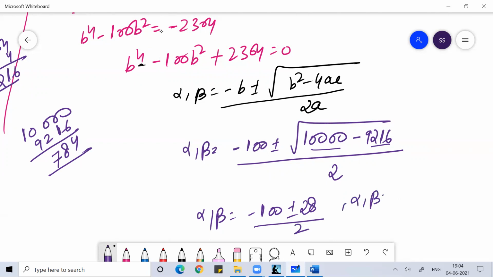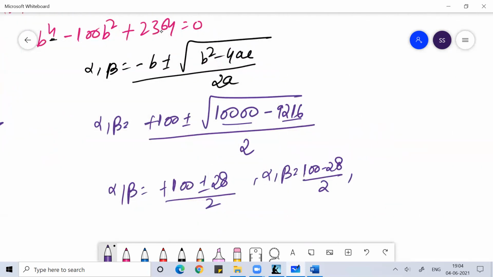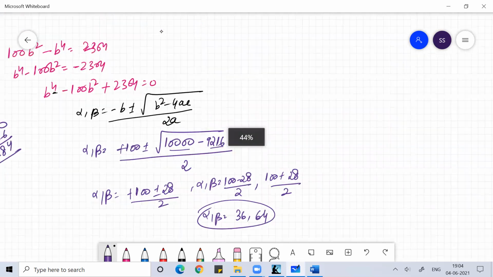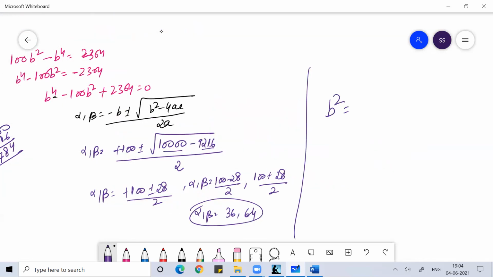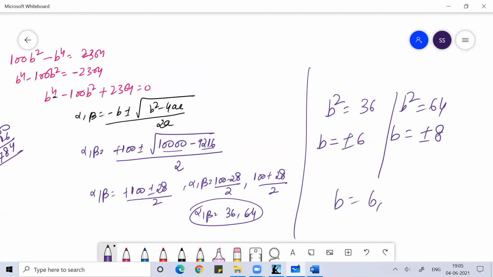So alpha and beta are 100 minus 28 by 2 and 100 plus 28 by 2. What is 100 minus 28? 72, right? Divided by 2, 36. And 128 by 2 means 64. Ultimately, because this is a biquadratic equation, b squared is either 36 or 64. Now the b value is plus or minus 6 or plus or minus 8. So we get 4 values of b. Negative values we're not going to consider. So b is either 6 or 8.